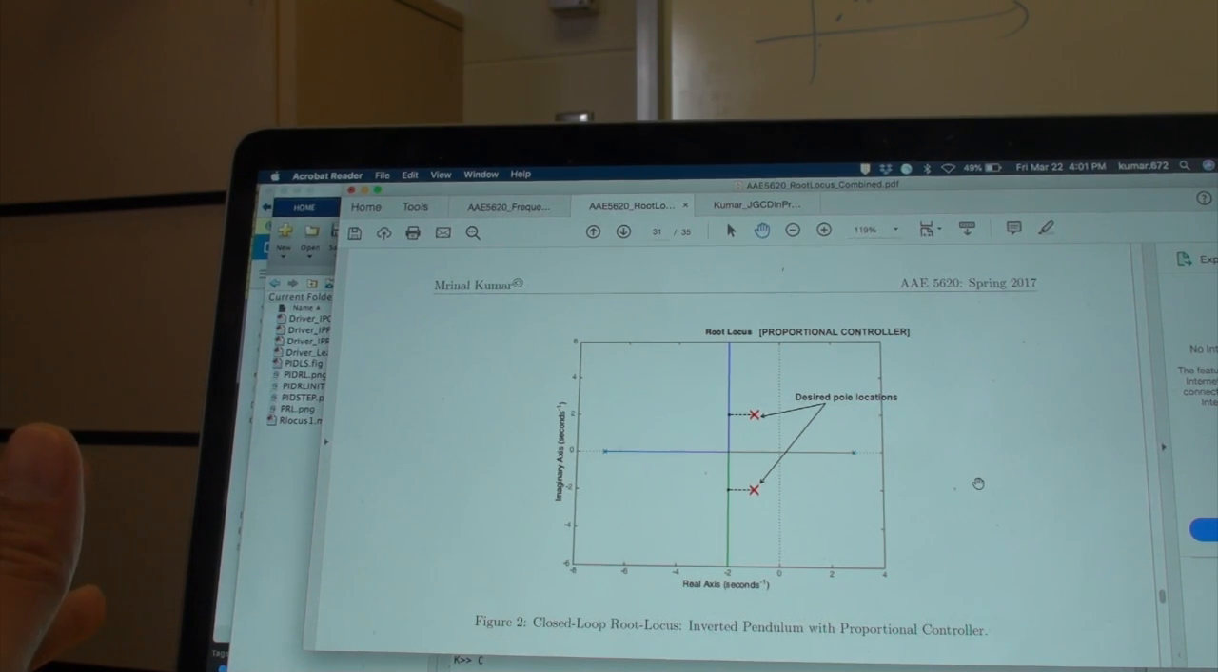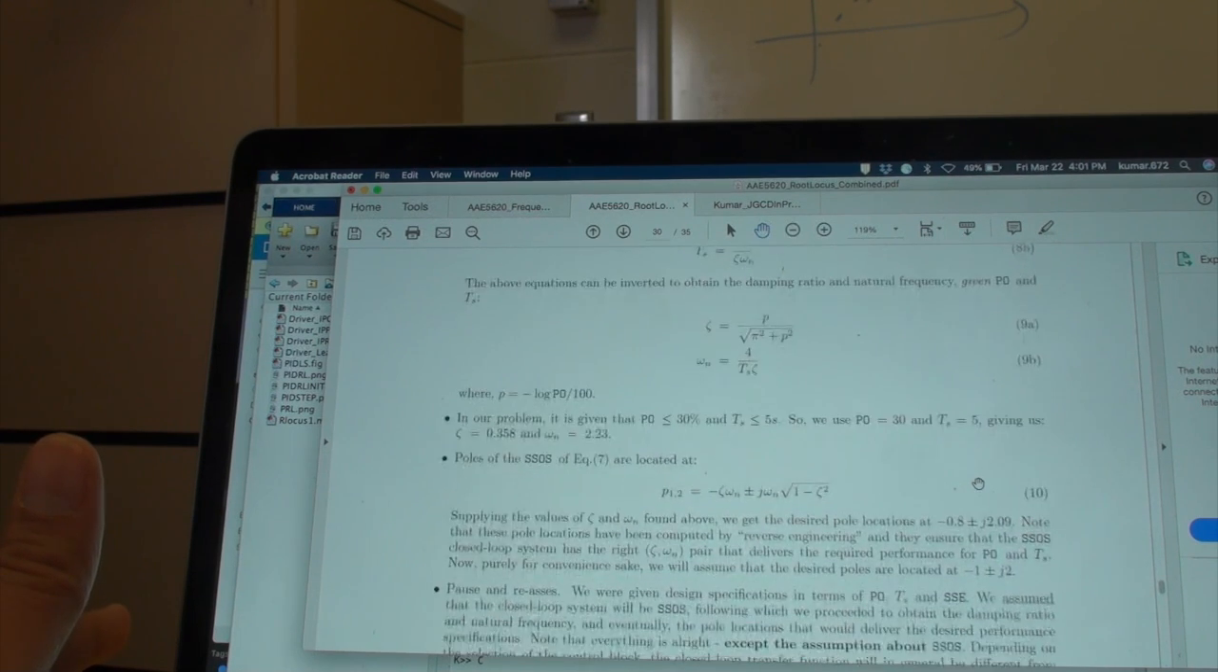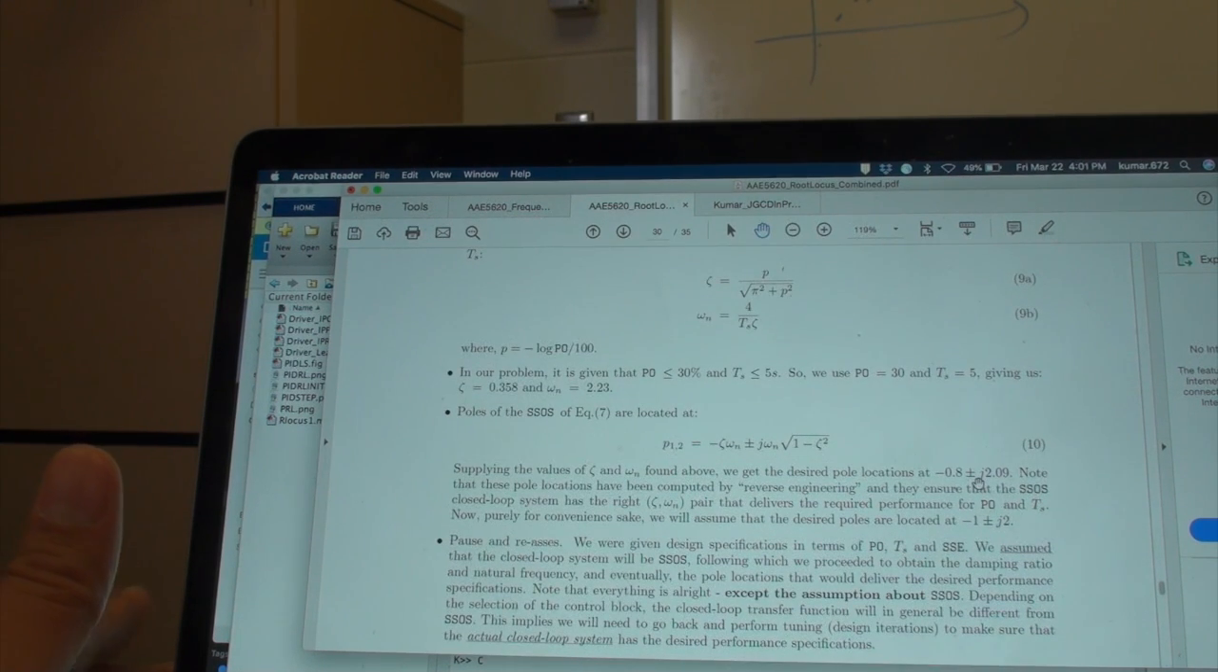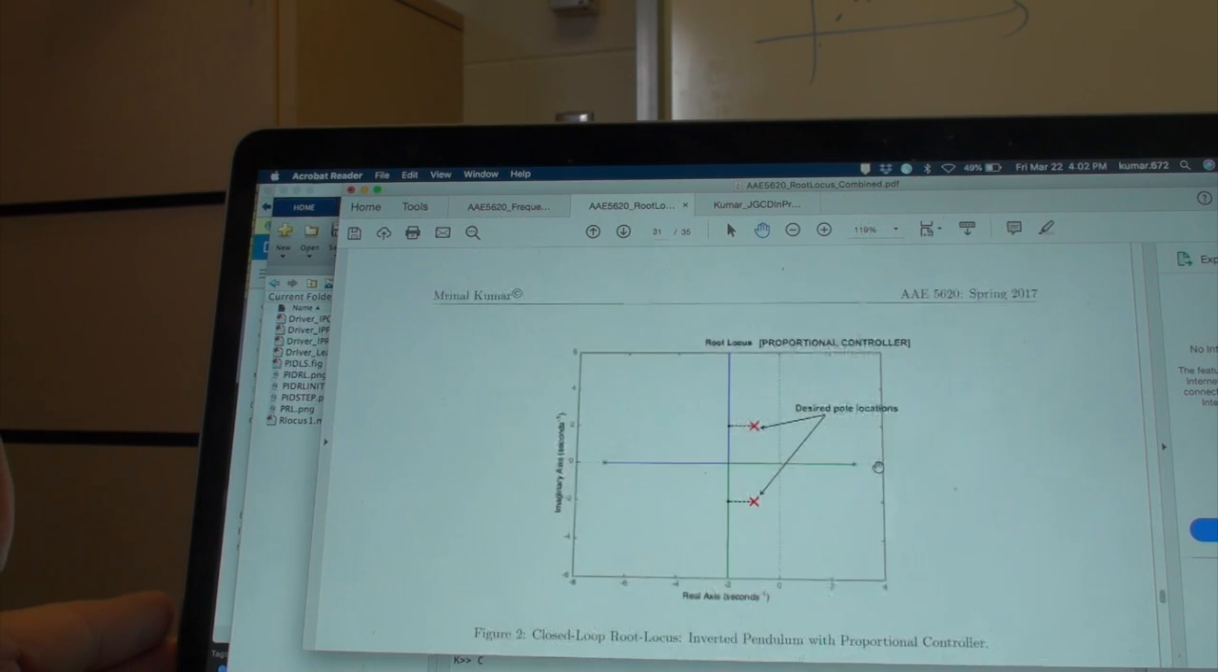Okay. Now, if you did proportional control, right, you already have the plant transfer function. So you can use that as L(s) in the root locus friendly form and plot the root locus of the closed loop transfer function with a proportional controller. And this is what you get.